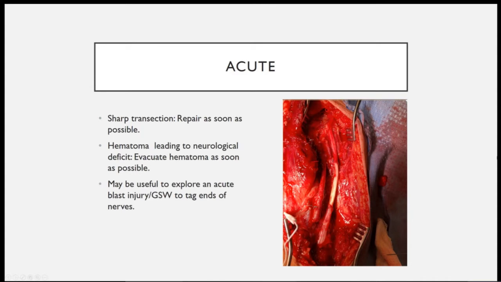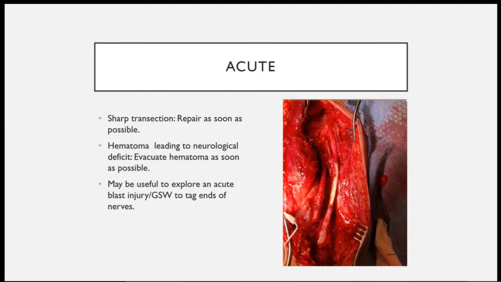So what to do acutely? Sharp transection should be repaired as soon as possible. The repair should be end-to-end if possible. If it cannot be done end-to-end, you can do an interpositional graft, like we see here. Things like hematomas causing nerve compression should be evacuated right away.